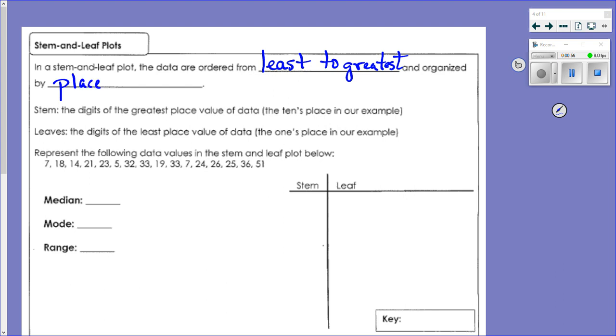We haven't really talked a whole lot about that this year, because this is a lower level concept, but place values play a very important role throughout today's lesson as we look at how to build our stem and leaf plots. The stem, this portion over here, is the digits of the greatest place value of the data. For most of our examples today, it's going to be the tens place. So this is the top of the values.